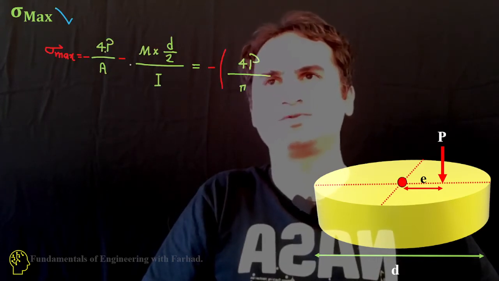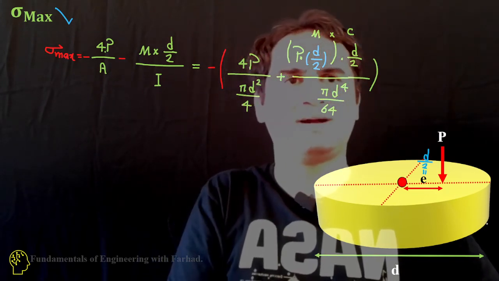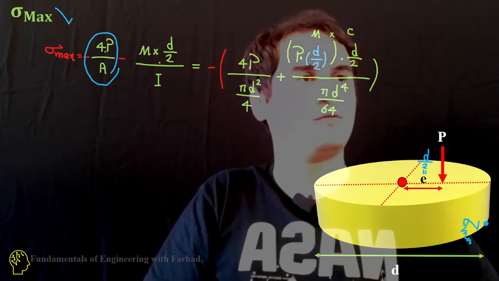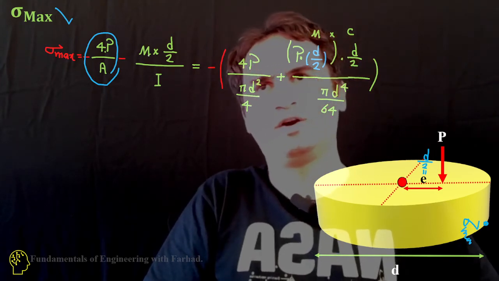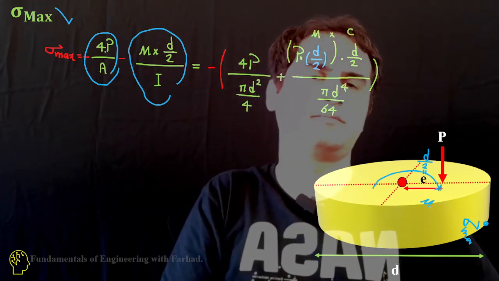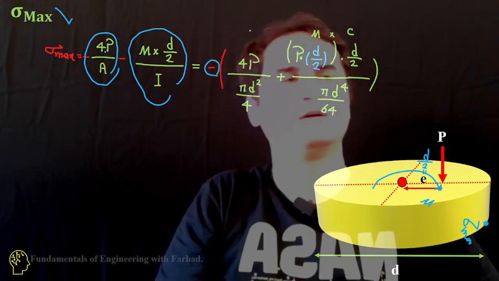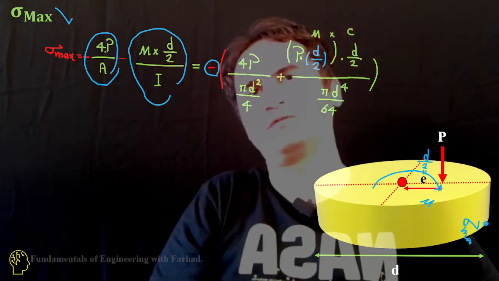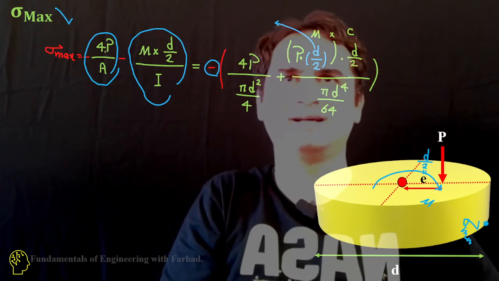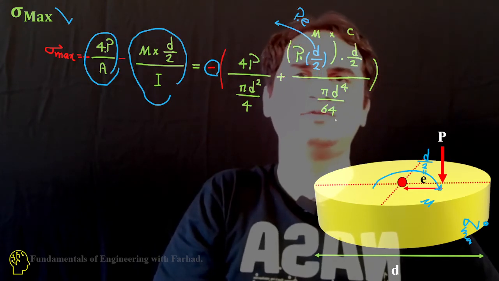For sigma maximum, as soon as you have calculated the eccentricity, which is D over 2, sigma maximum happens here. It has two pushes: one from the normal force due to the weight of the structure and concentrated load, and the other an extra push due to the moment, which pushes the point at sigma maximum. Taking the negative out of the calculation, that's 4P over pi D squared over 4, plus the moment P times E, with E being D over 2, times c, over pi D to the fourth over 64.